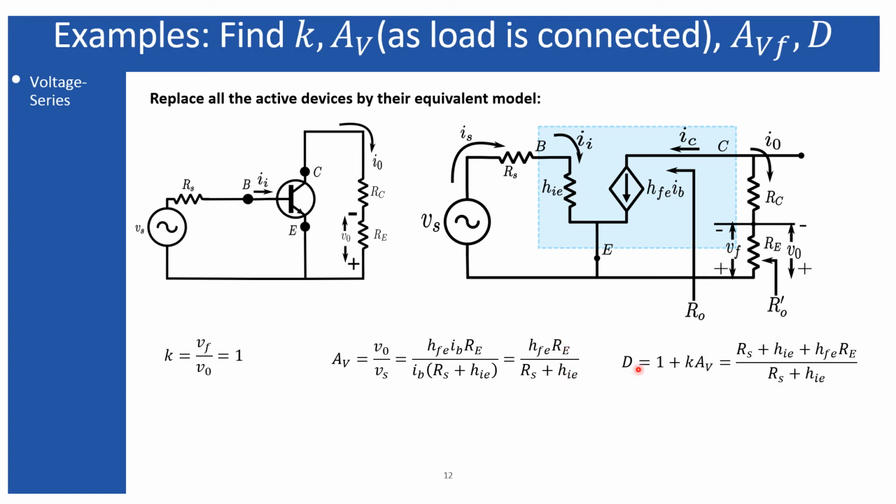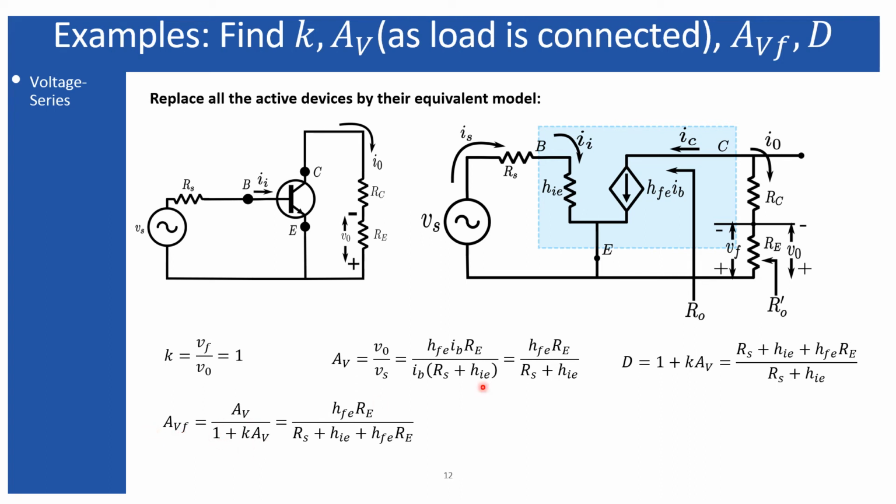Next, the desensitivity factor, which is equal to 1 plus K times capital Av. It's very simple. K is equal to 1, and capital Av I just have obtained, so 1 plus K times capital Av will have this expression. Now the with feedback voltage gain. With feedback voltage gain, we know it is Av divided by 1 plus K times Av. So with feedback with load voltage gain will be equal to without feedback with load voltage gain divided by 1 plus K times without feedback with load voltage gain.